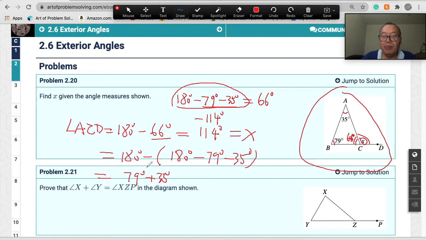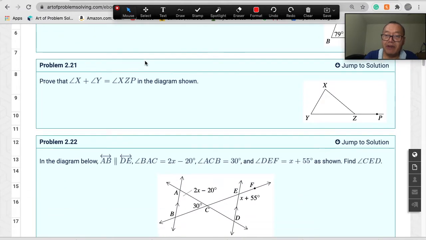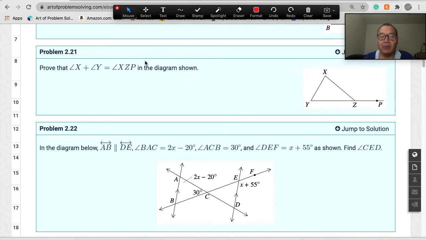So in this way, we proved the exterior angle equals the sum of the two interior angles not adjacent to it, right? So this is a fact, a theorem. You can use it later. It's very useful when you try to solve some problems.